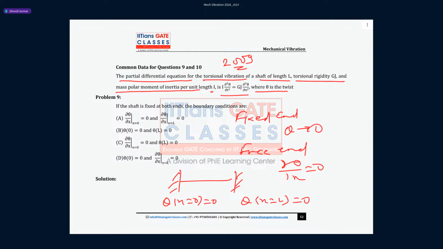What is the correct answer for this question number 9? Mr. Assis, what is the correct answer for question number 9?